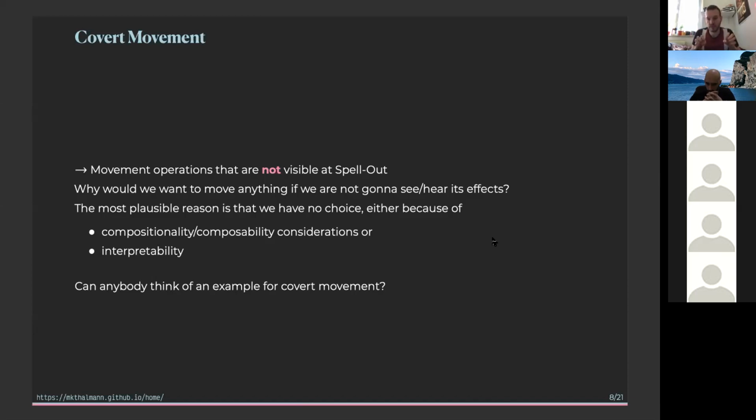But sometimes we just don't have a choice. And there are different reasons as to why we might not have a choice. The most important one is compositionality or composability considerations. Sometimes we need to move something in order for the sentence to be interpretable at all and for the derivation not to crash. And sometimes, and that's more trivial, I don't think it's trivial, but it's easier, and that's the one we'll be dealing with today, is interpretability. We need to account for some readings in a sentence, and the only way for us to do so sometimes is covert movement. I'm not sure how far along you are, but can anybody think of examples for covert movement? I've named two of them, but do you have examples?